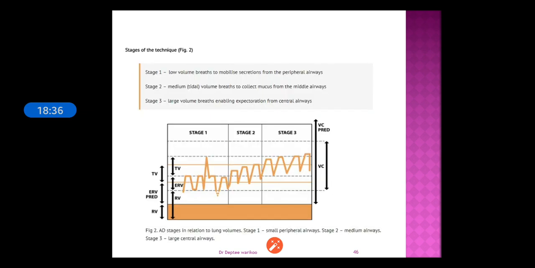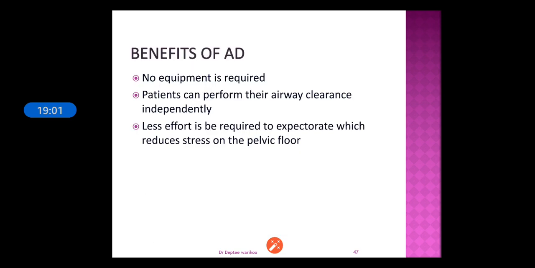Here you can see the 3 stages: the initial stage, the second stage and the third stage. In the initial stage, low volume breaths mobilize secretions from the peripheral airways. Then in stage 2, medium breaths, near tidal volume, control mucus from the mid airways. And in stage 3, larger volume breaths enable expectoration of the cough from central airways.